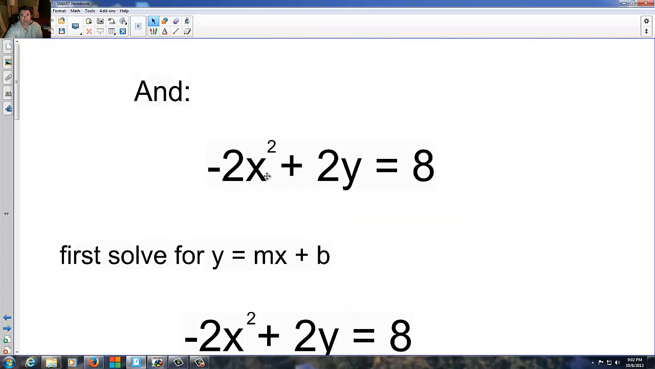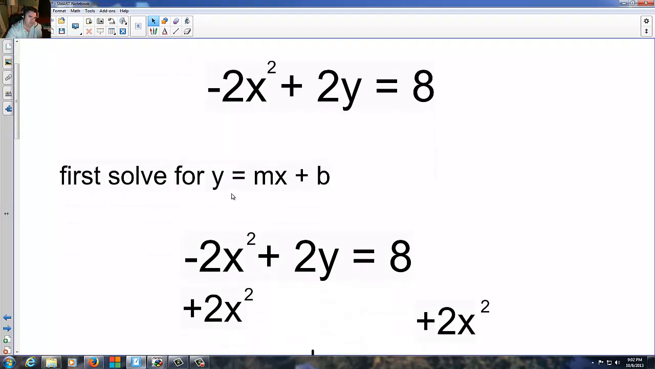And negative 2x squared plus 2y equals 8. Step 1, let's make it y equals mx plus b. So in order to make it y equals mx plus b, I have to get rid of anything that's not y. Negative 2x squared therefore has to go. What's the opposite? Well, add 2x squared. Add 2x squared to one side, you got to add it to the other.